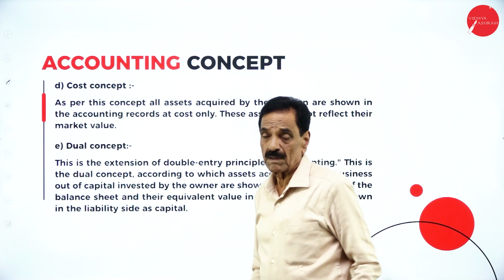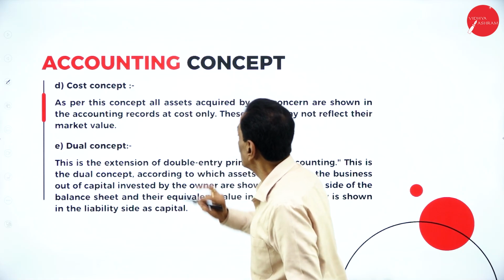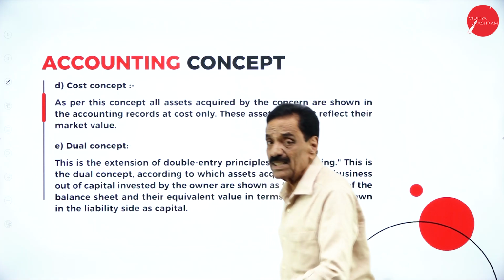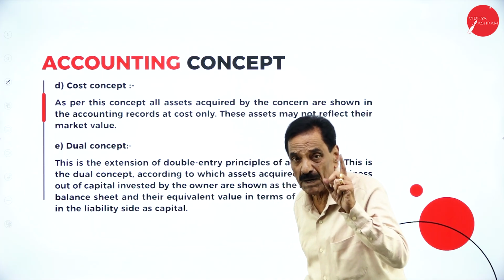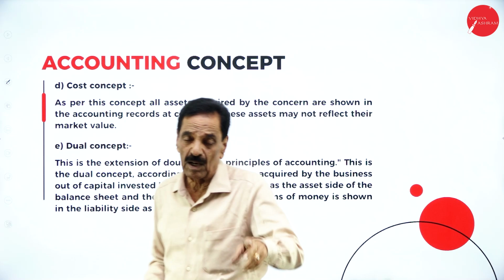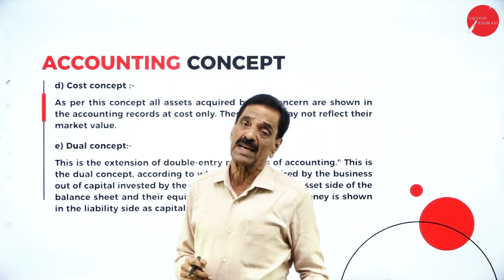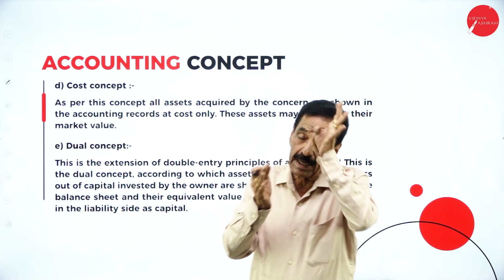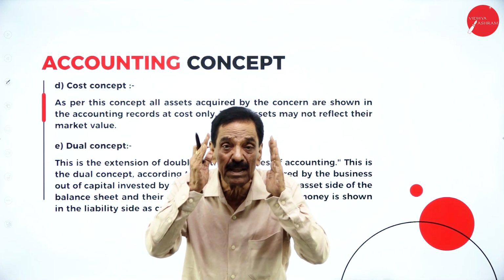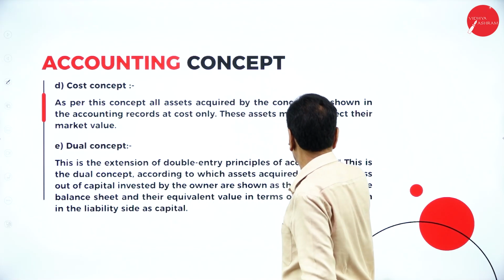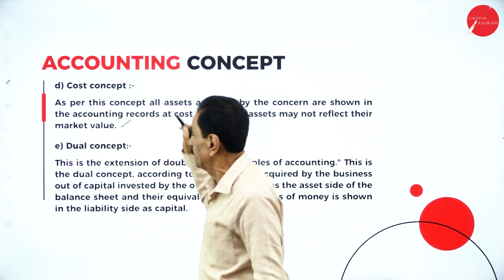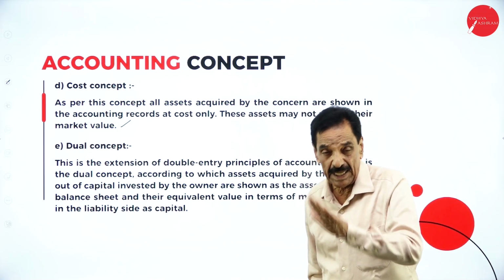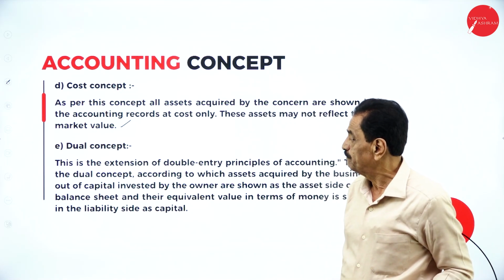Then the cost concept. As per this concept, all assets acquired by the concern are shown in the accounting records at cost only. Whatever you purchase, you will not take the market value, only the real cost value will be taken into consideration. The market value may change, it may go more, it may go less, but we take only the cost price.